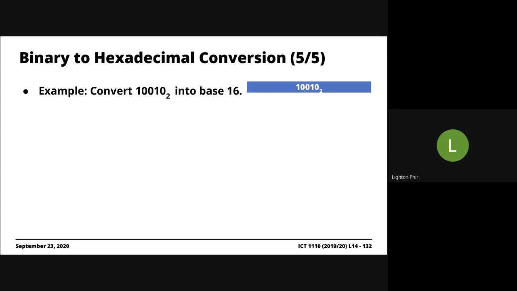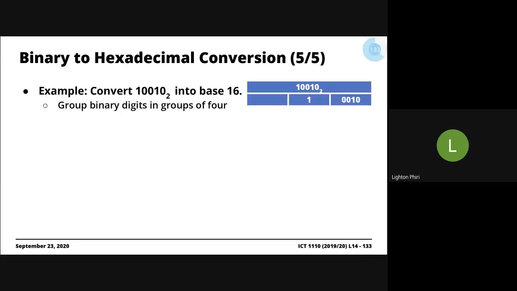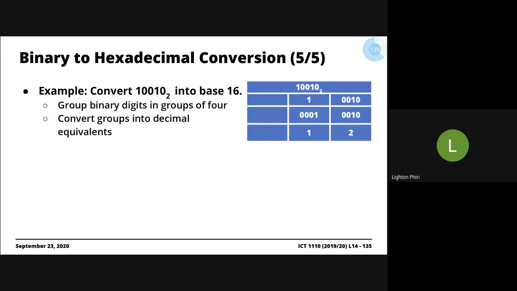So we cluster this into groups of 4s from right to left. You notice that we have 0, 0, 1, 0, and a 1. What do we do? We prepend 3 zeros to the lone 1 there. So we have this. And then we convert these numbers into the equivalent decimal numbers: 2, 1, then we have 1, 2.